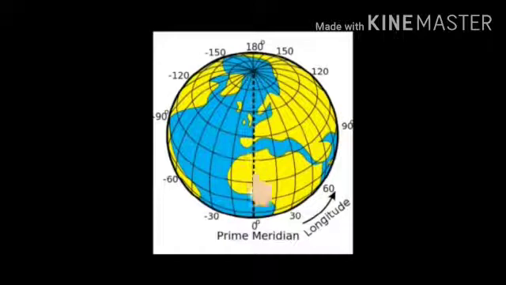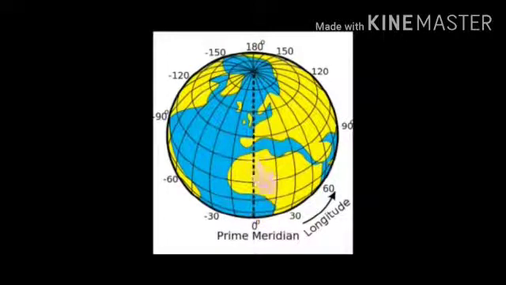Children, see this diagram. This middle line is called prime meridian. It is 0 degree longitude. Children, all these lines are imaginary lines. Now here see these degrees. These are measured in numbers. These are up to 180 degree in eastern side and up to 180 degree in western side.